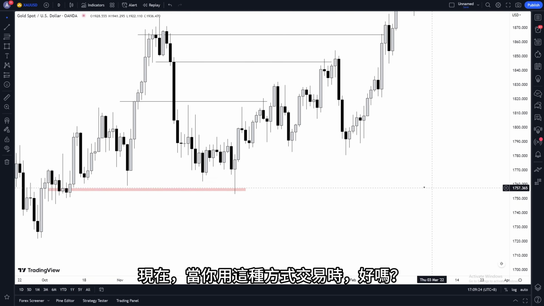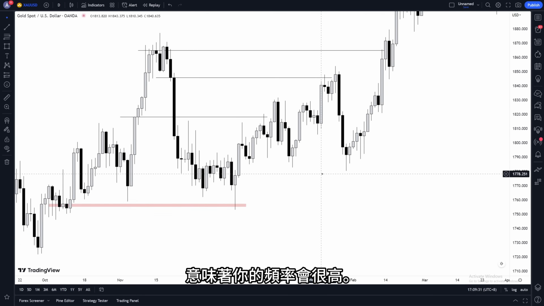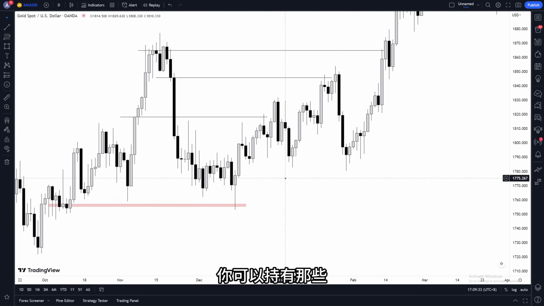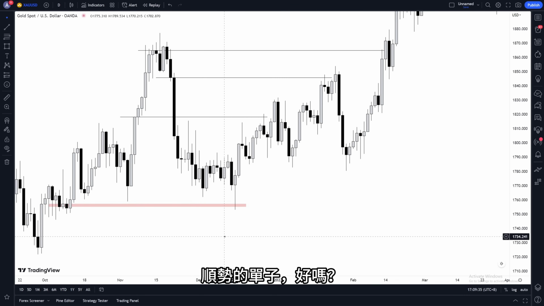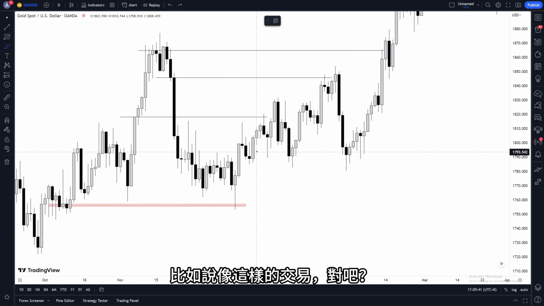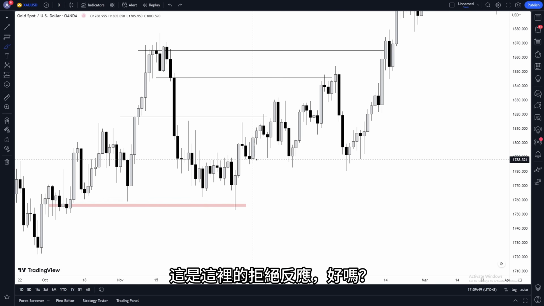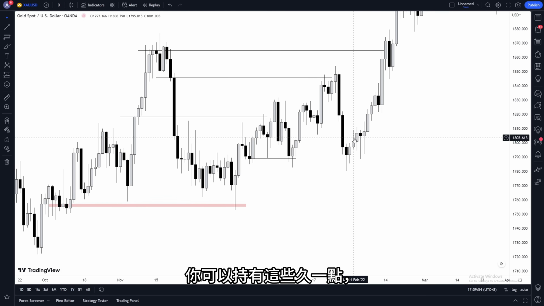Now, when you're taking trades in this fashion, okay, these are intraday trades, meaning your frequency is going to be higher. You can hold on to trades that are pro trend, okay? Trades that are with the weekly storyline. So for example, trades like this, right? Trades like this, trades like this. Okay, this one is what? This is rejecting here. Okay, you can hold on to these longer.